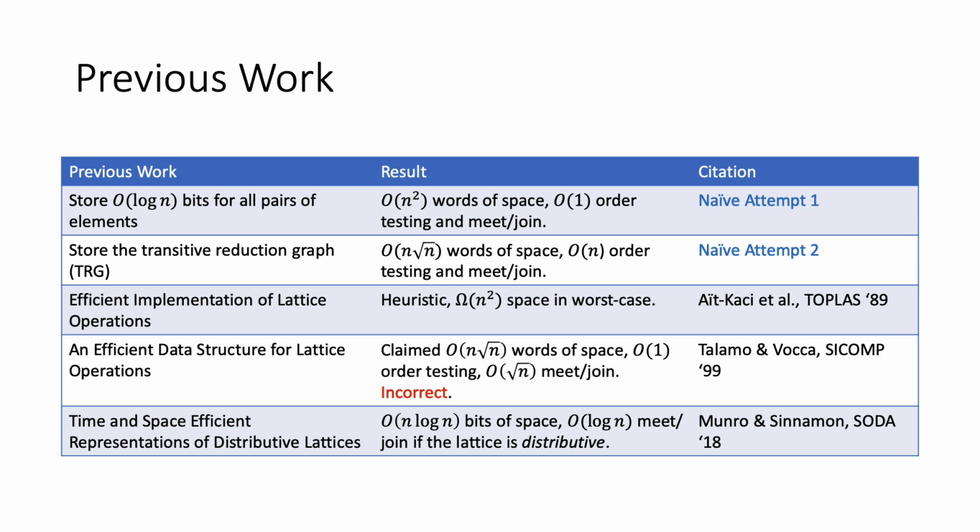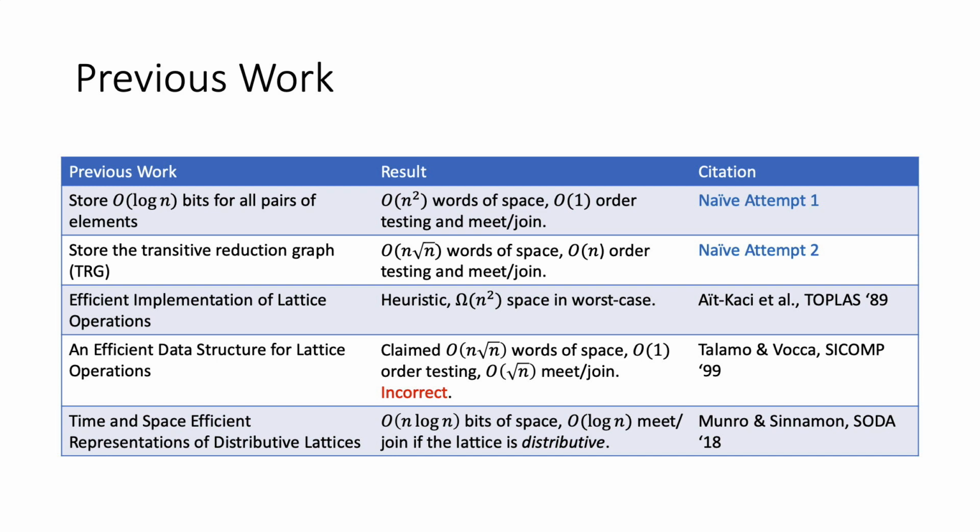Okay, so there were a series of papers in the 90s by Talamo and Vocca, culminating in this SIAM Journal on Computing paper of 99. And they have a data structure that they claim uses n root n words of space, does order testing in constant time, and can compute meets and joins in square root n time.